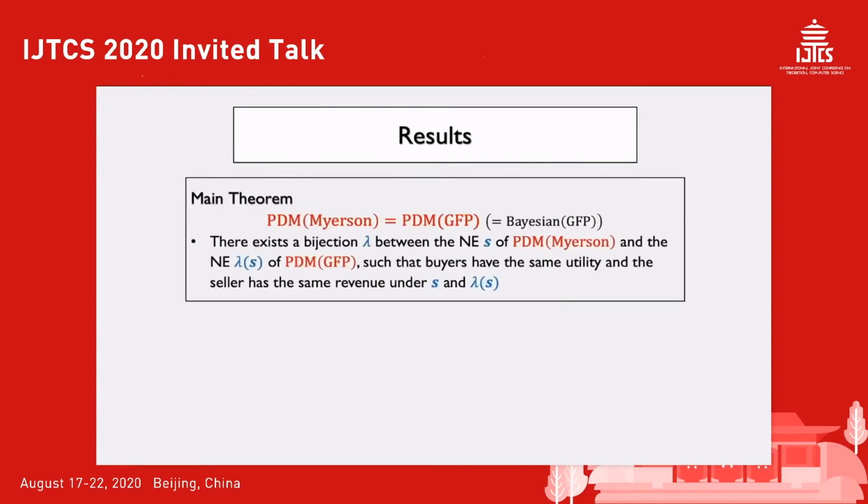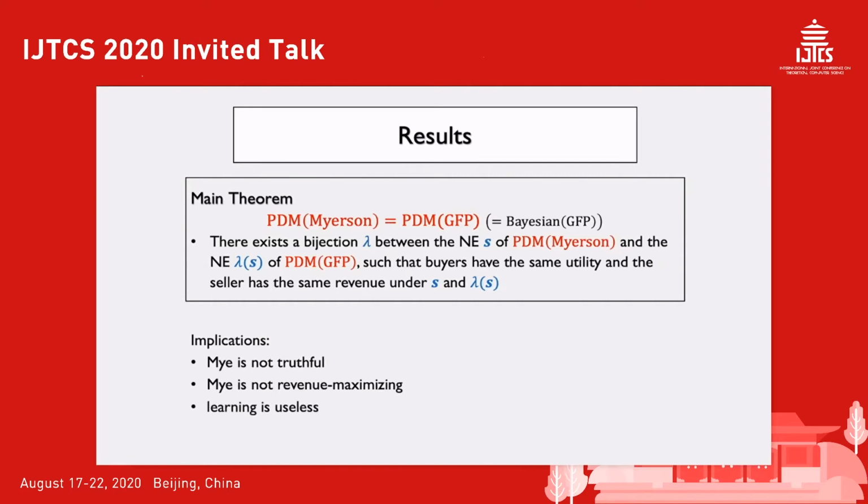Our main theorem shows that the private data manipulation game with Myerson's auction as the mechanism is equivalent to the PDM game with GFP as the mechanism, which is of course equivalent to the Bayesian game of GFP. Formally, there is a bijection between the Nash equilibria of the PDM game with Myerson's auction as the mechanism and the Nash equilibria of the PDM game with GFP as the mechanism, such that buyers have the same utility and the seller has the same revenue under the two corresponding Nash equilibria. This main theorem implies that Myerson's auction is no longer truthful because the corresponding GFP is not truthful, and Myerson's auction is not revenue maximizing because GFP is not.